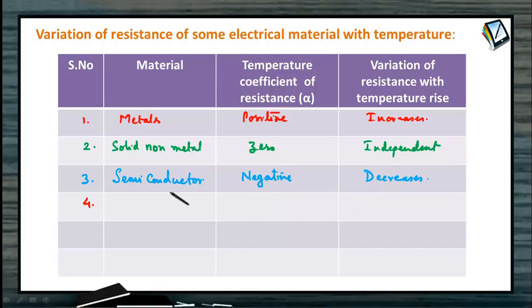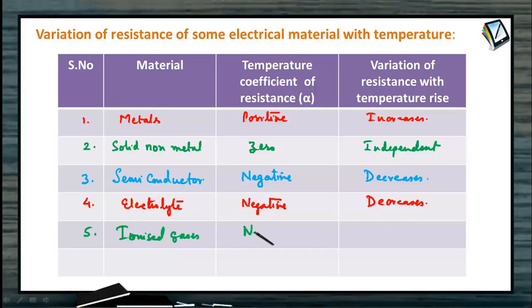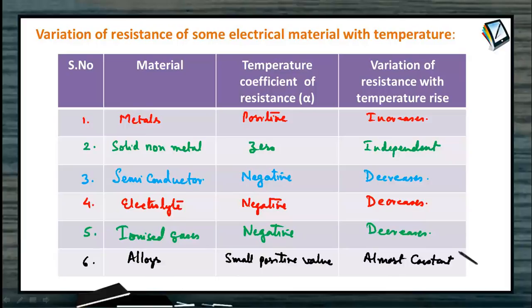In the case of electrolytes, the temperature coefficient of resistance is negative, therefore resistance decreases with temperature rise. Let us take ionized gas. It's negative, so resistance decreases. In the case of alloys, it is a very small but positive value, almost constant. This is the variation of resistance of some electrical materials with temperature.